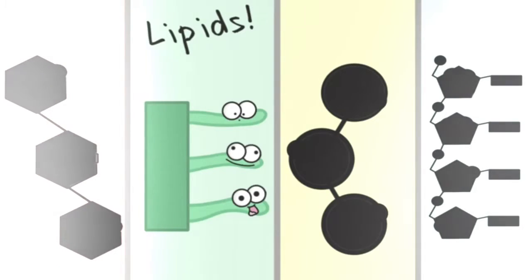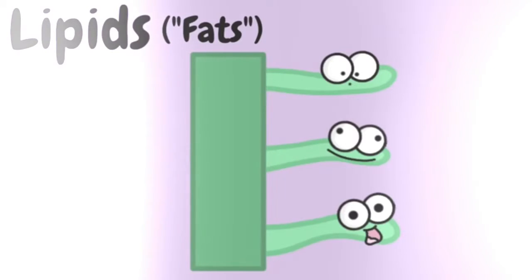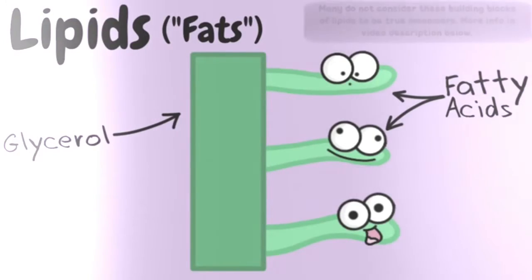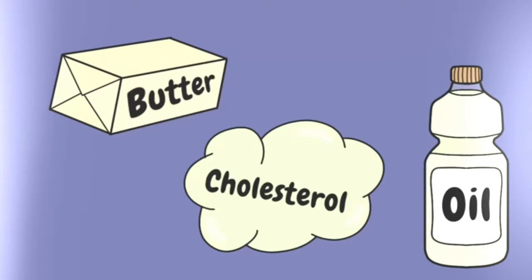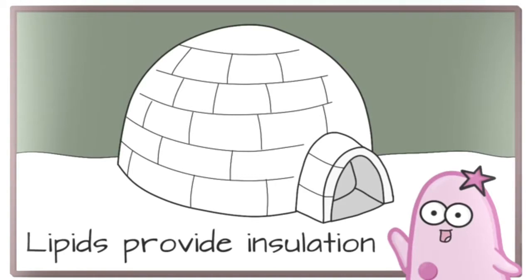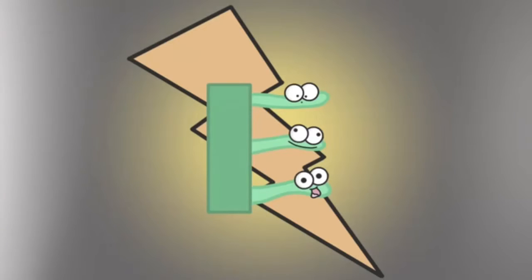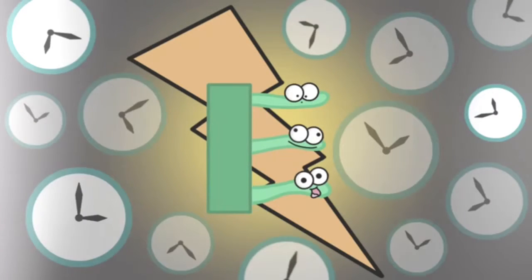Next one up is a diverse group known as lipids. Lipids are better known as fats, and they have 2 different types of building blocks. One type of building block is called a fatty acid, and the other type is called a glycerol. Now, examples of lipids include butter, oil, and cholesterol. Lipids are great for insulating. Also, you might not think about fats as being related to energy, but fats are a great source of long-term energy. They can store energy for a long time.